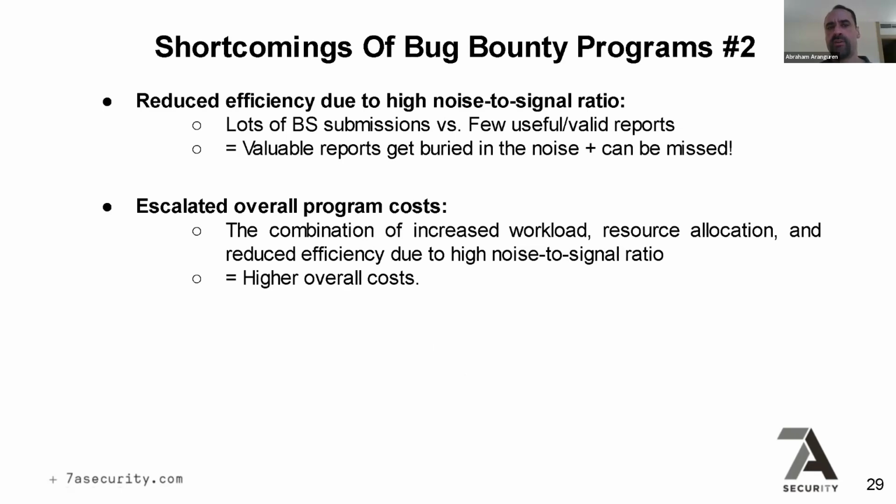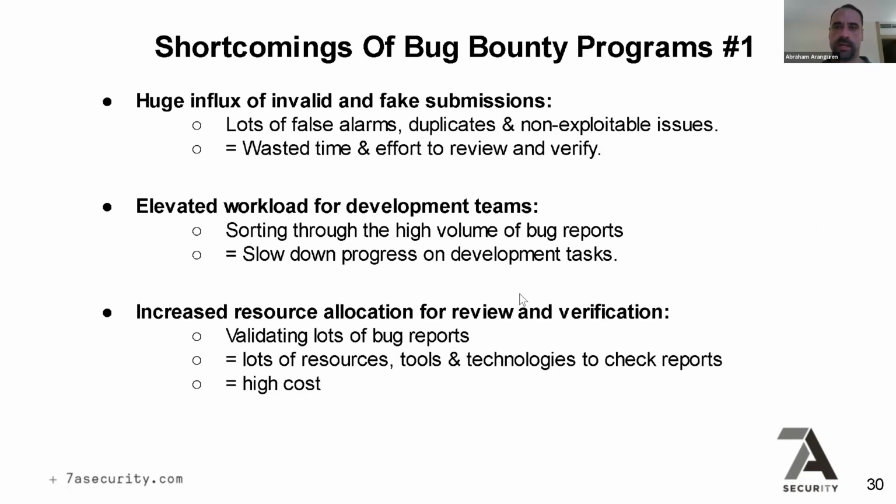And then you have a reduced efficiency due to a high noise to signal ratio, right? So if you have lots of bad submissions compared to few useful, valid reports, then the valuable reports get buried in the noise and can be missed, right? Because if you have like 200 submissions and two are good, the odds of missing the good ones is really high, right? So this can escalate the costs and so on, right? So this is a very typical problem with bug bounties, right?